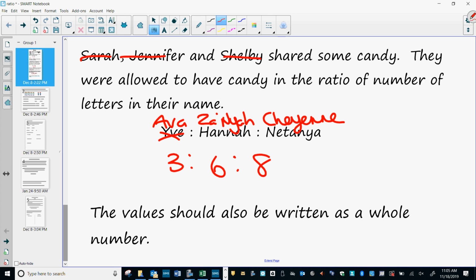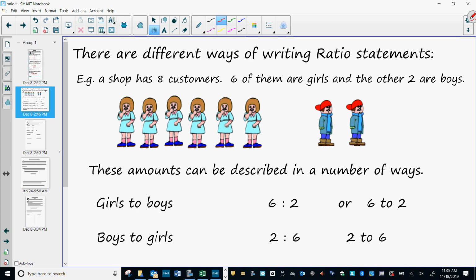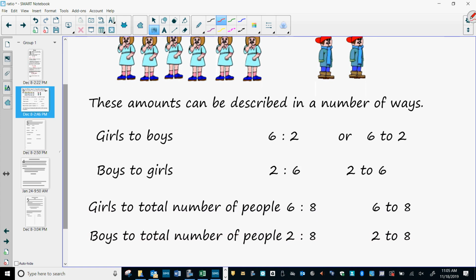Different ways of writing ratio statements. So we've got a shop, they've got 8 customers, 6 are girls, 2 are boys. I've got girls to boys, and boys to girls. I've got girls to the total number of people, boys to the total number of people. So this is just highlighting the fact that you can have several different statements depending on the information that they've given you. So just read the question carefully.